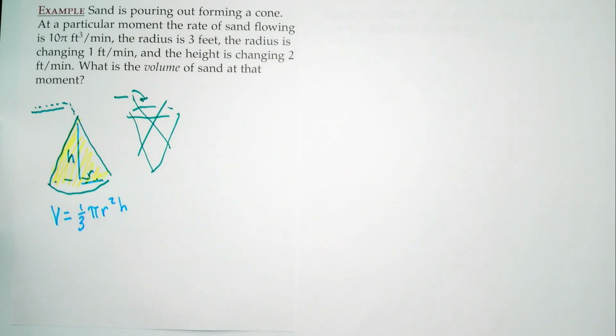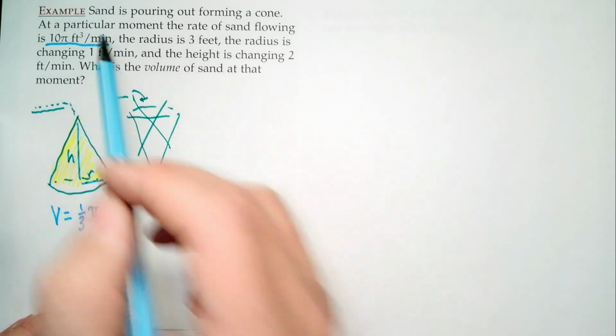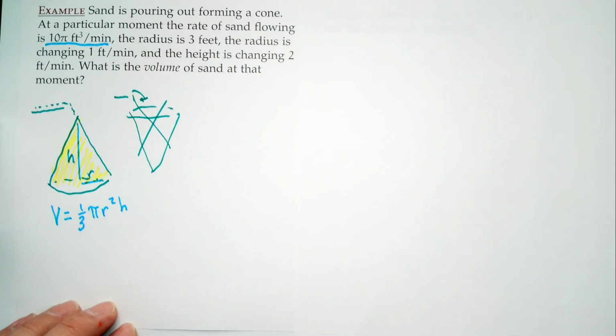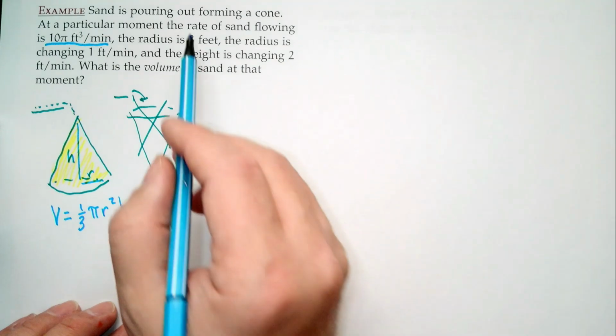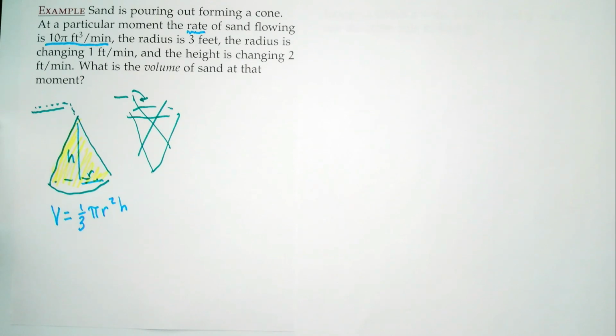So let's go through and see what we have. Every time we see a number, we're going to try to understand that number. All right. So at a particular moment, the rate of sand flowing is 10 pi feet cubed per minute. What is that 10 pi measuring? It is a rate. So, well, what rate is it?